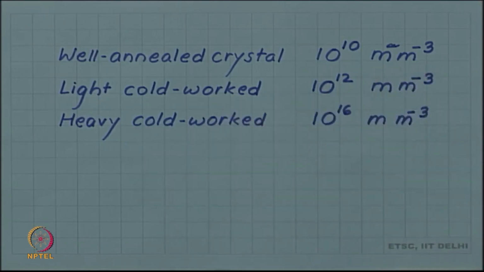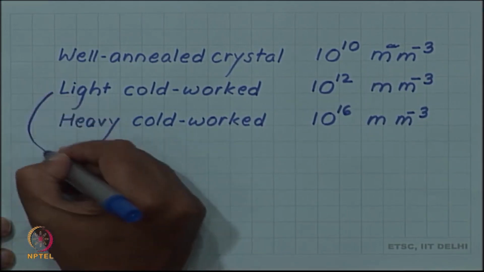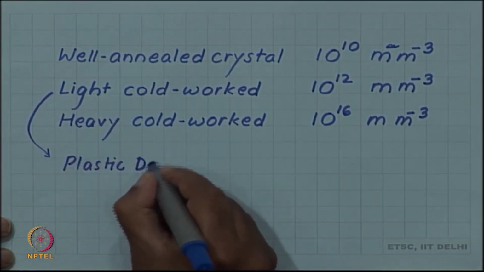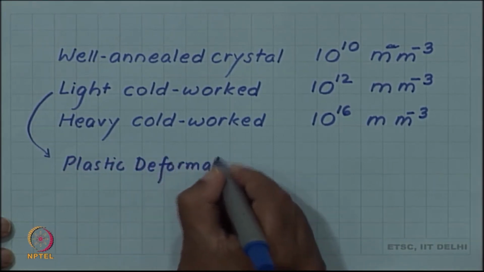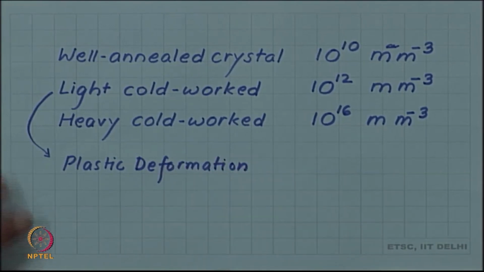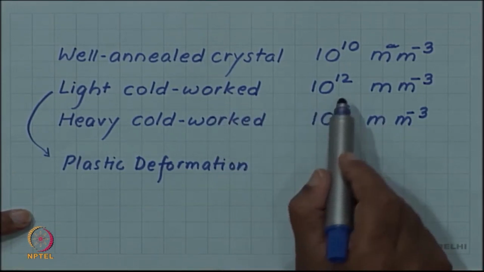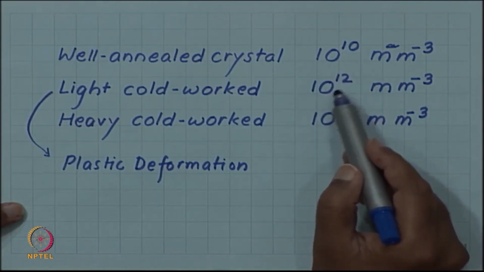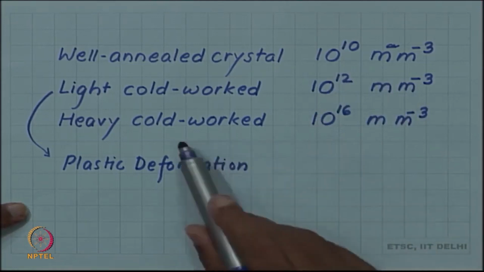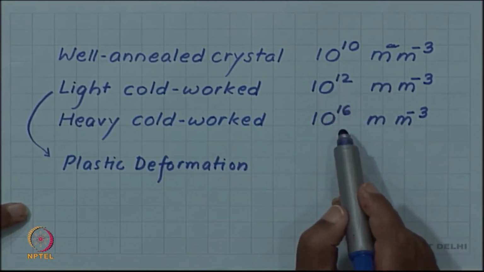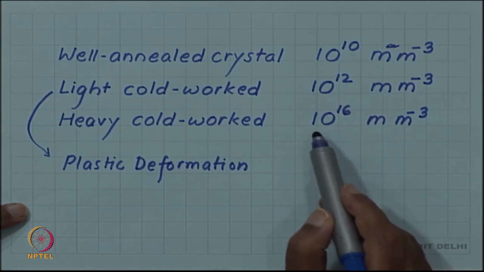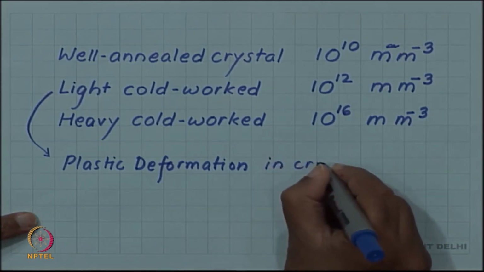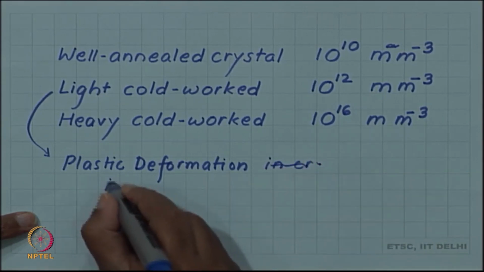If you lightly cold work, that is essentially plastic deformation, plastic deformation increases the dislocation density. So, a light plastic deformation will increase by a factor of 2, sorry, by an order of 2, 10 to the power 12. And if you do heavy cold working, the dislocation density can increase a million times and can go to 10 to the power 16. So, plastic deformation increases the dislocation density.